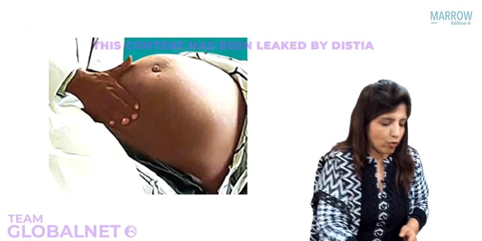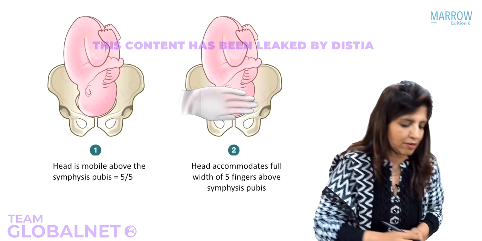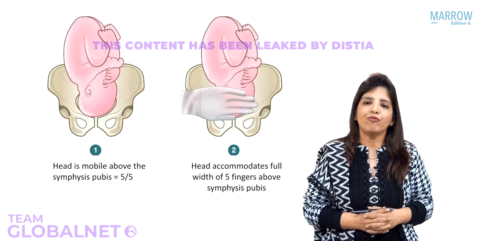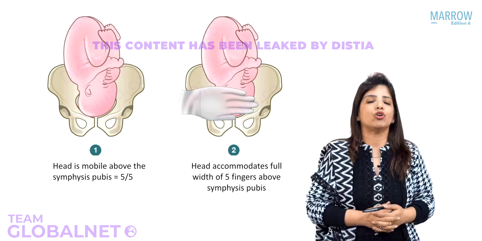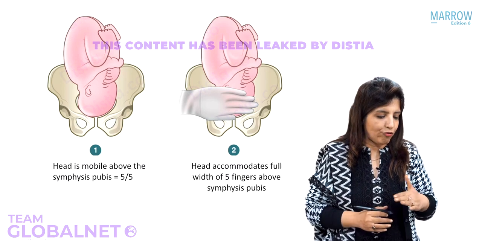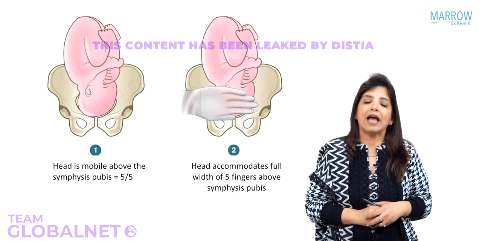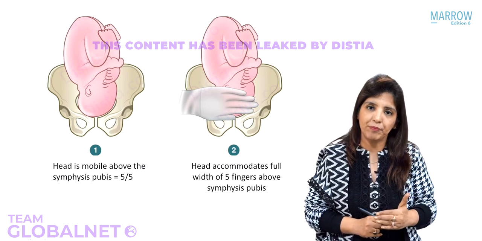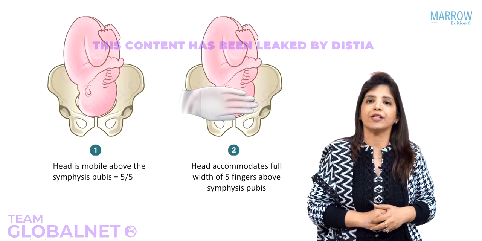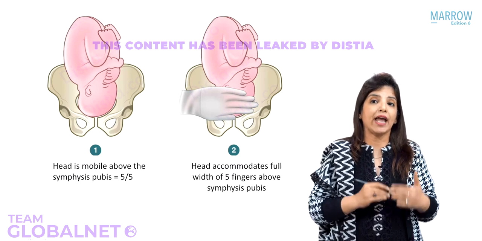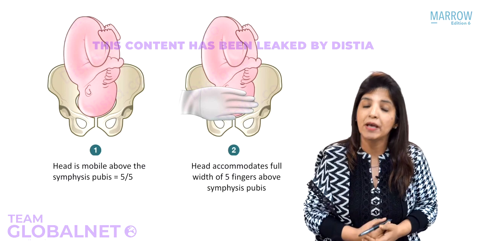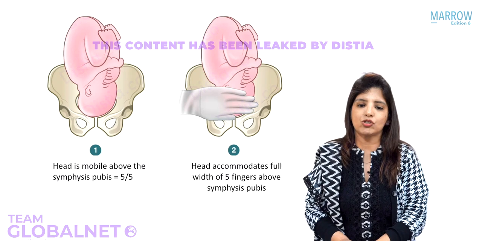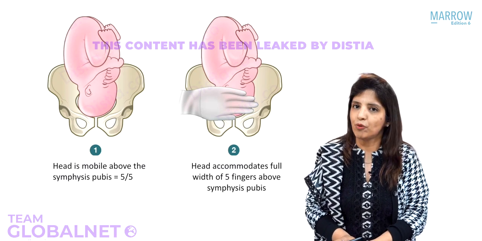Right? So I want all of you to look at this image over here. Now, in this image, tell me, how many fingers, including the thumb, are being used to palpate the head? All 5 of them are being used. That means 5 by 5 of the head is palpable. Now, if 5 by 5 of the head is palpable, what does that mean? That means the head has not gone inside the pelvis. In other words, the head is free floating, right? So the head is free floating just now, right?